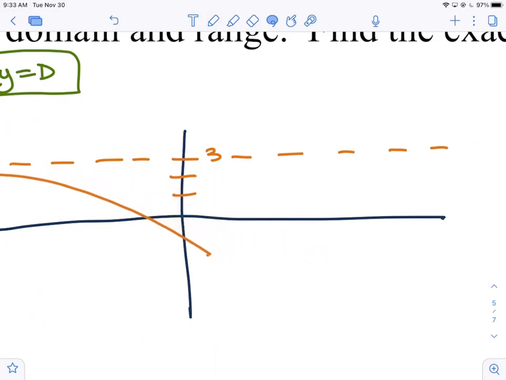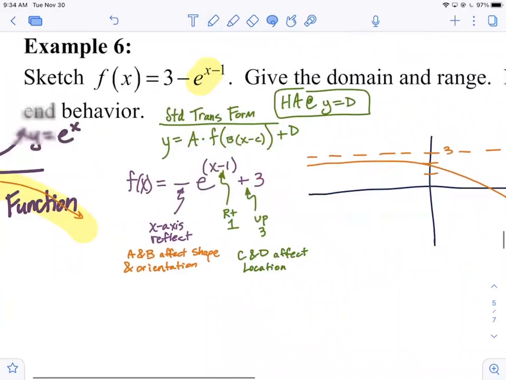Is there any way to tell without a calculator if my y-intercept is negative, 0, or positive? Because I do want you to be at least that accurate. Yes. How? F of 0. Very good.